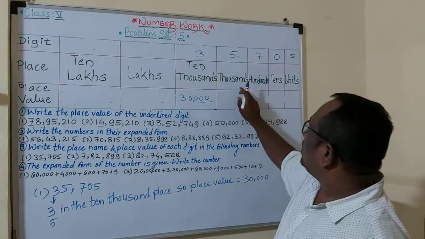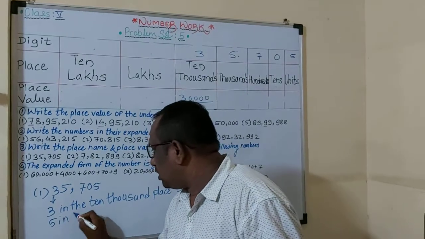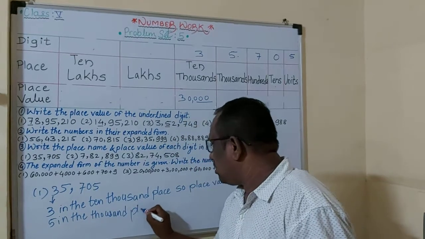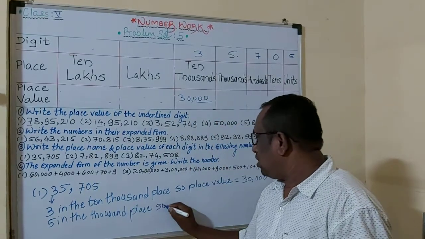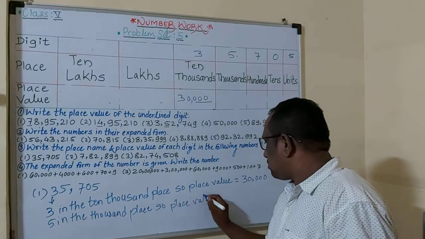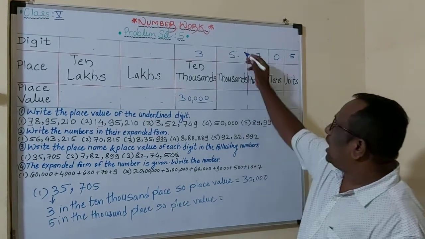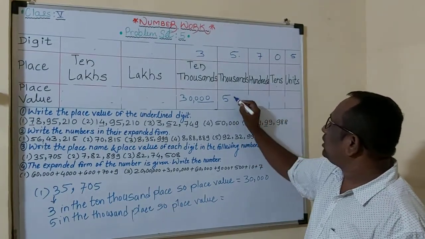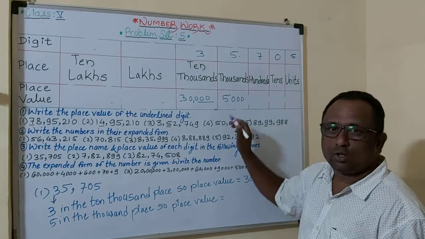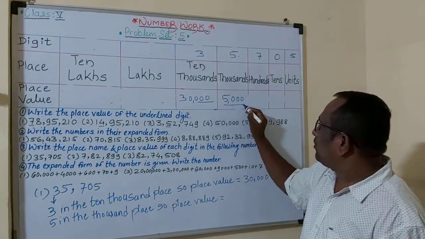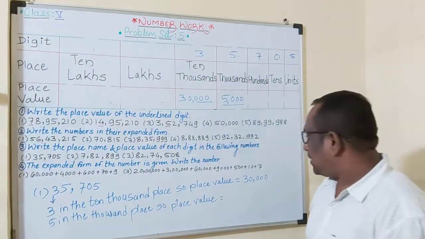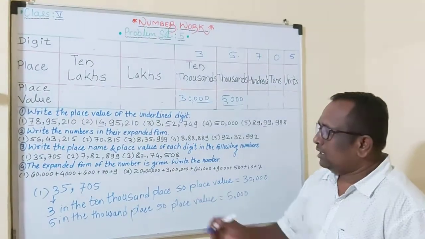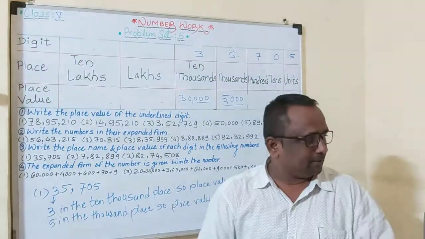Then 5. Where is the 5? Here in the 1,000 place. 5 in the 1,000 place. So the place value is equal to, again, 5 in the 1,000 place, so 5 we have to write. After 5, 1, 2, 3 digits, so give 3 zeros. So we got the place value 5,000. Okay, 5,000. Then in the same way you have to write.